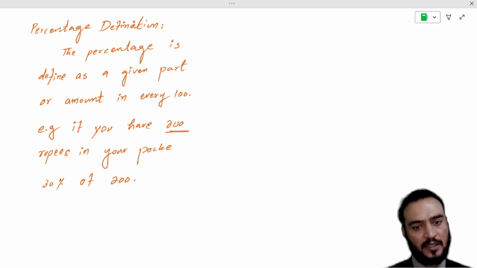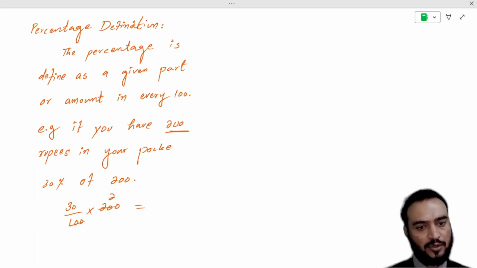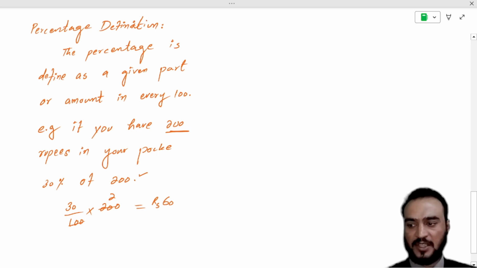The exact amount can be calculated as 30% of 200 means 30 divided by 100 multiplied by 200, which after simplification, 30 times 2 equals 60 rupees. You have to spend 60 rupees to spend 30% of 200. So this is the definition of a percentage, and this is the way to calculate a percentage.